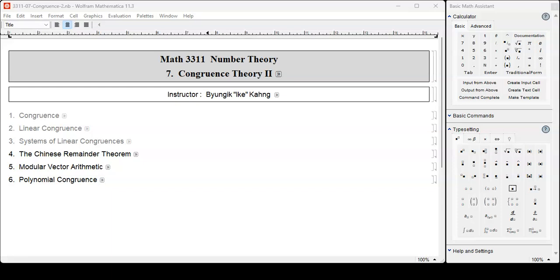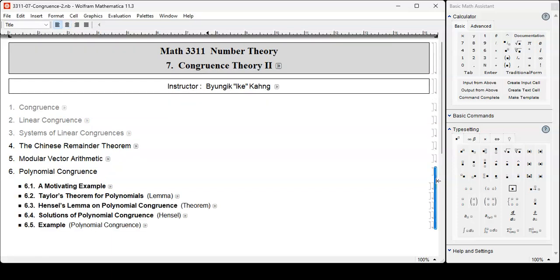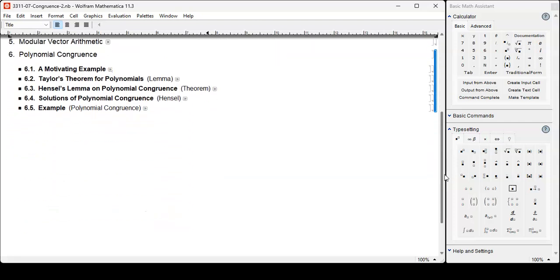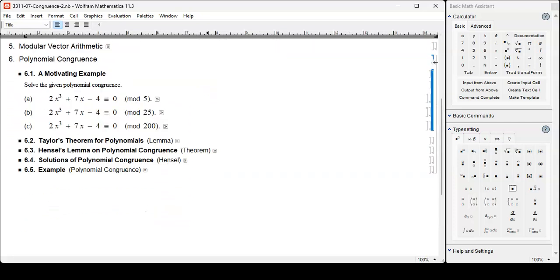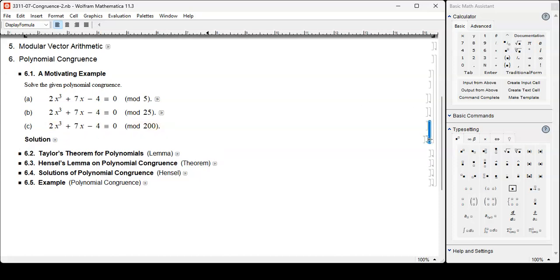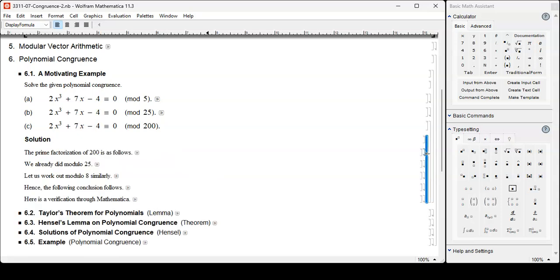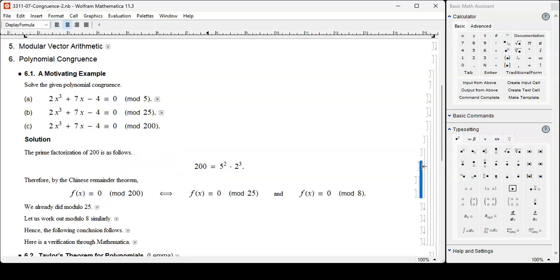Hello students, welcome back. We went through a couple of examples on polynomial congruence. First, a motivating example. We started with something trivially simple, a little bit harder, and then even more complicated. The first reduction from C to lowercase is through the Chinese remainder theorem.